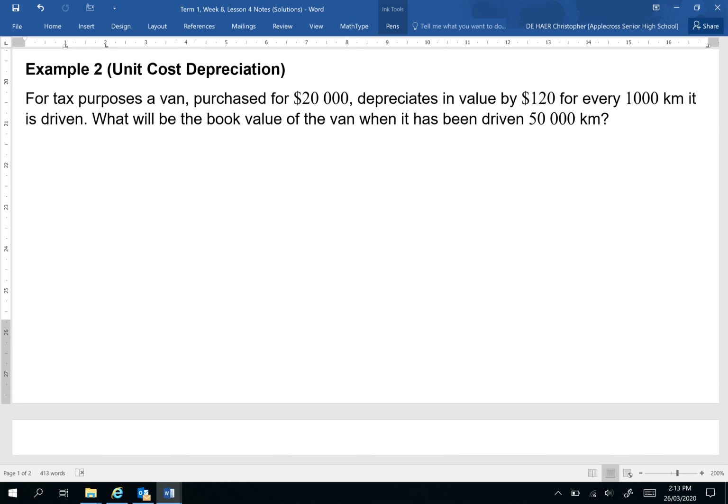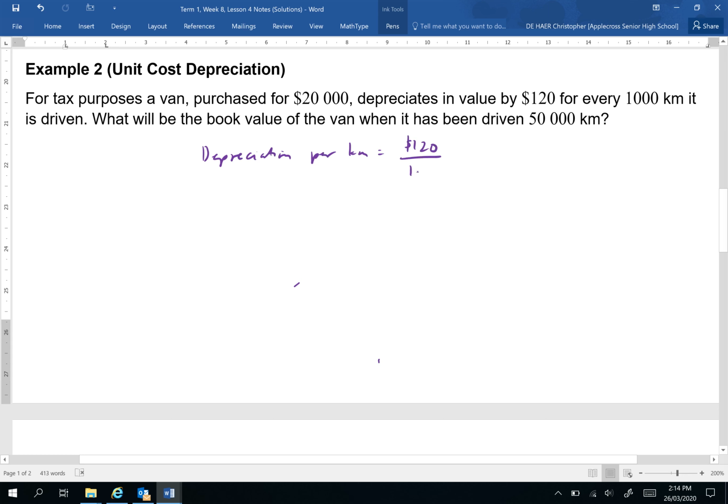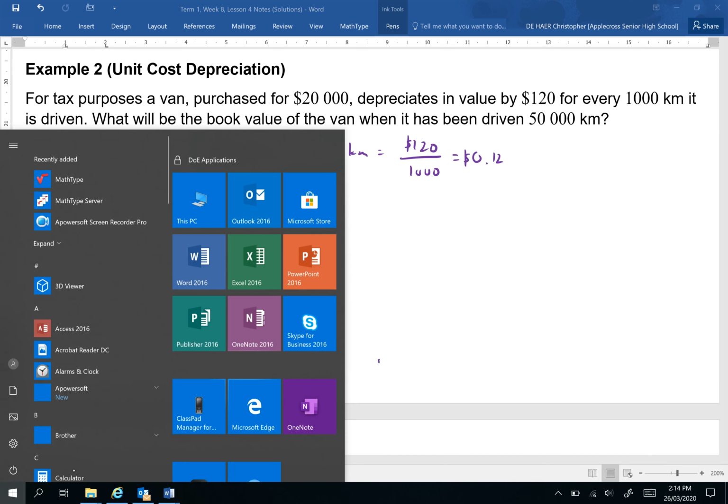Well, we can do this a couple of ways. We can look at how much value it loses per kilometre. So we could say depreciation per kilometre: it's going to lose $120 per 1,000, so it's going to be 120 divided by 1,000, so it's going to lose 0.12 or 12 cents per kilometre.